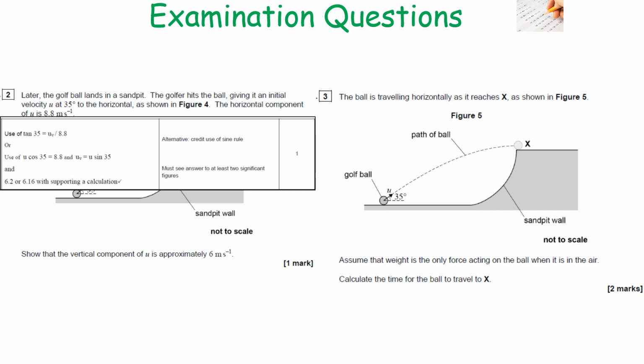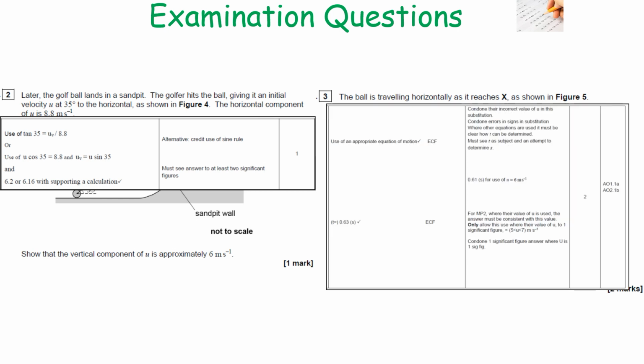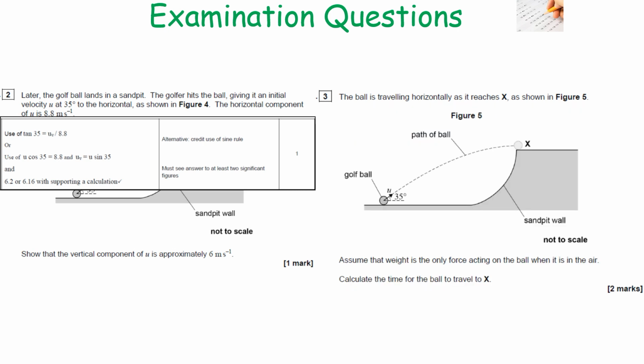Now in our second question, what do we know? Well, if the only force acting on the ball is weight, therefore it's acting as a projectile. So what we can do is use our equations of motion. Once again, what do we know? Well, we know that when it reaches x, it's going to have a velocity of 0, so v is going to be equal to 0. We know u because we've got the horizontal and vertical components.